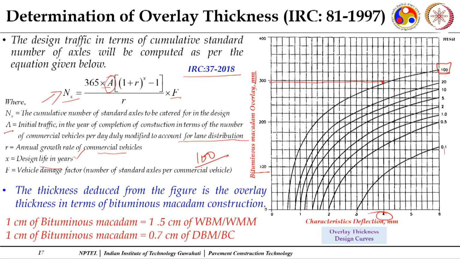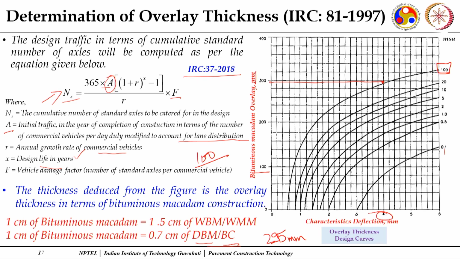Now, this 295, which is given for this particular example by IRC 81, is in terms of bituminous macadam only. But you will not go for a wearing course in terms of bituminous macadam. You will prefer to go for either a binder layer or a wearing course layer, so it may be in terms of DBM or BC. If you are providing the thickness in terms of DBM and BC, it will become 0.7 times of what the 295 is.